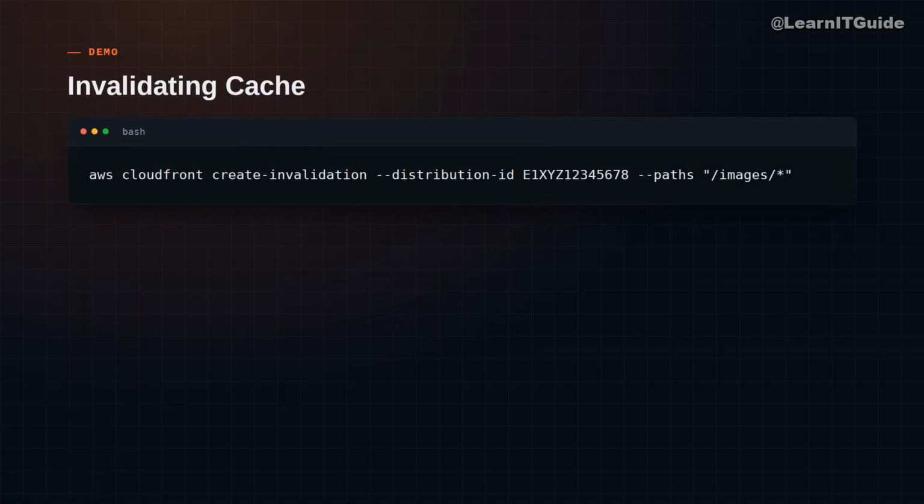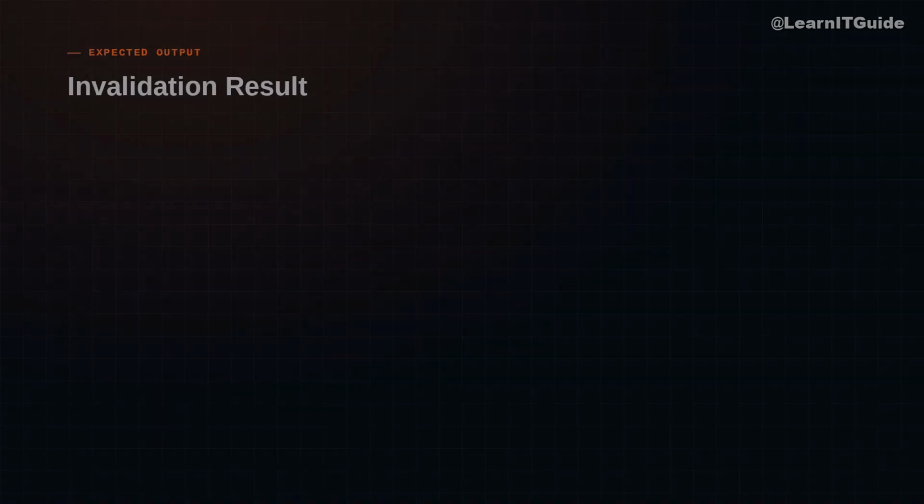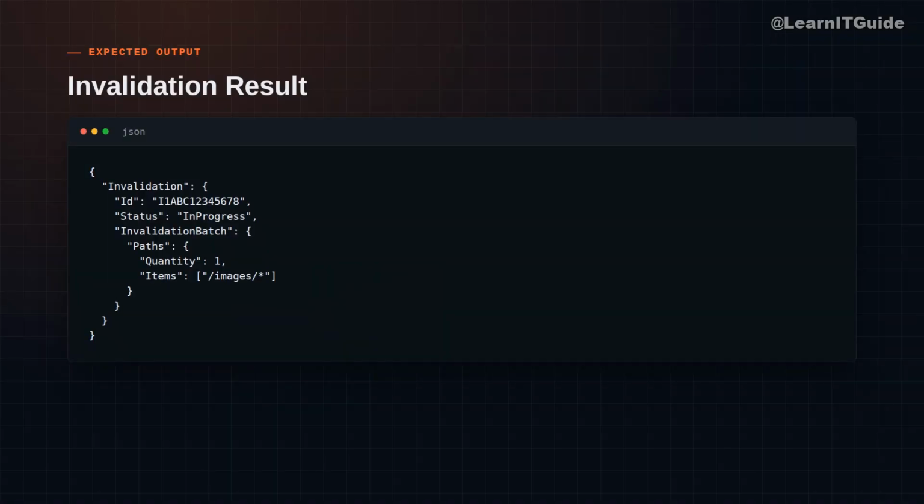What if you update your content? CloudFront caches data, so users might see old versions. You need to invalidate the cache. This command tells CloudFront to purge specific files from the edge locations. Here, we are invalidating everything inside the images directory using a wildcard pattern. The output confirms your invalidation request was received. The status in progress means the edge locations are currently clearing those files. This is a crucial step for deployments where you push new static assets to your buckets.